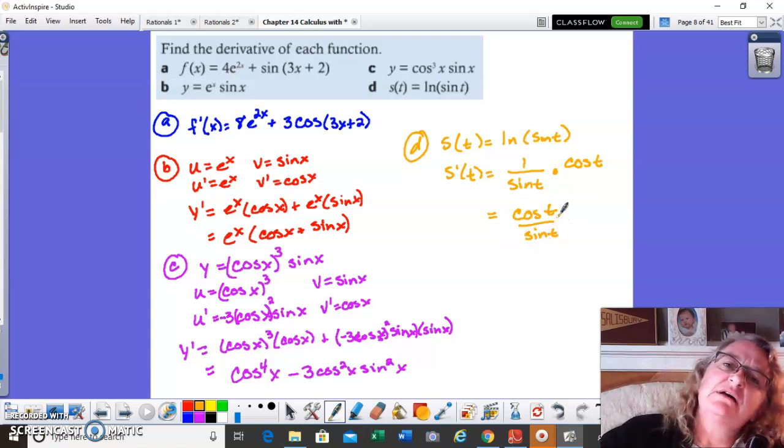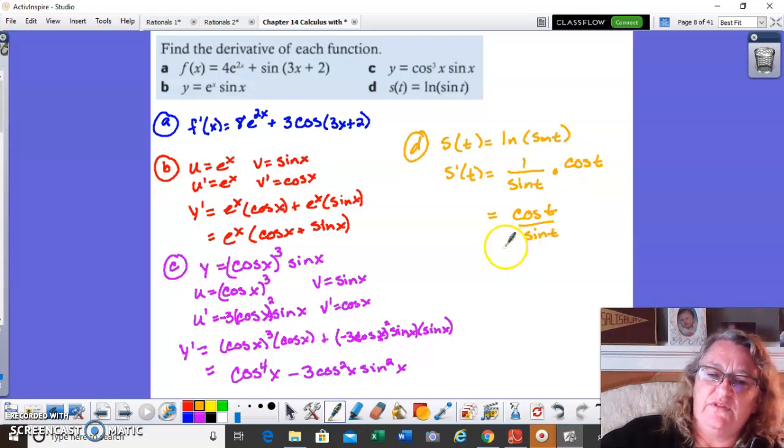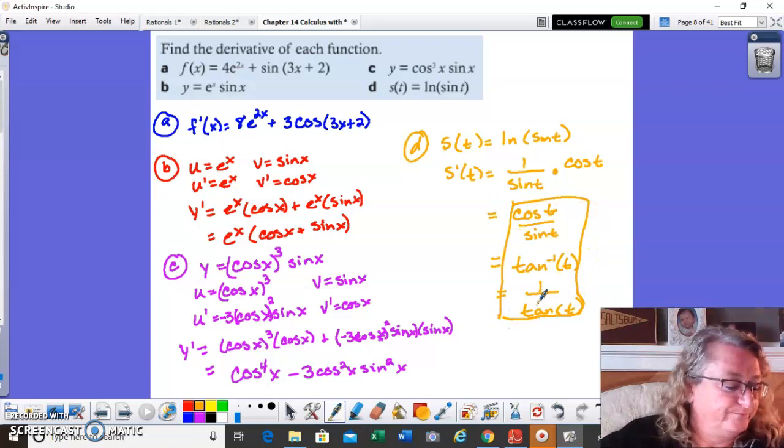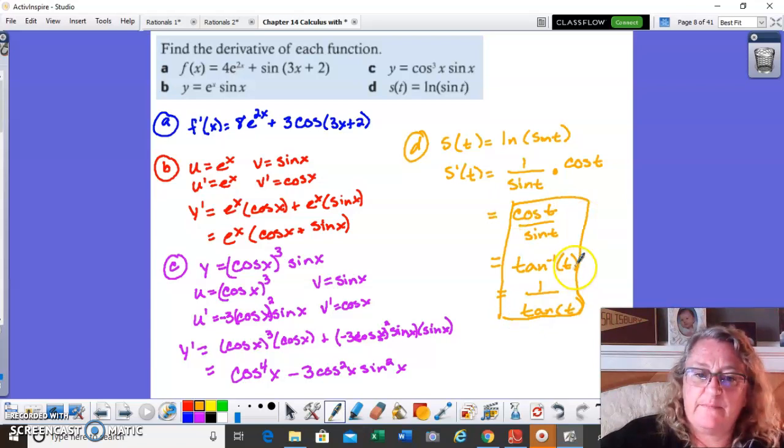Now, they would probably accept this as the answer unless they told you to write it a different way. I can write this in terms of tangent, truthfully, because this is the reciprocal of tangent. So I could write this as tangent to the -1. That's the inverse, or reciprocal. Or I could write it as 1 over tangent of t. Basically, all three of these are synonyms. They're saying the same thing. Okay? All right.